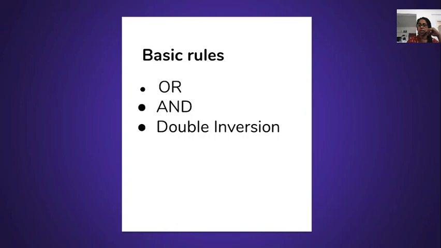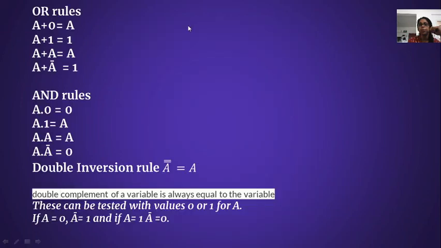So first, coming to OR rules. My dears, while you hear these rules, you put A or B with 0. Replace this with 0 or 1. That is mandatory. Then only you will understand much better. So coming to the OR rules, A or 0 equal to A.